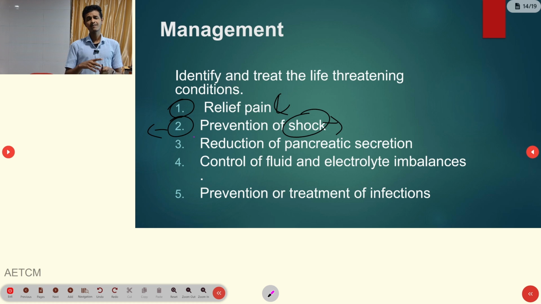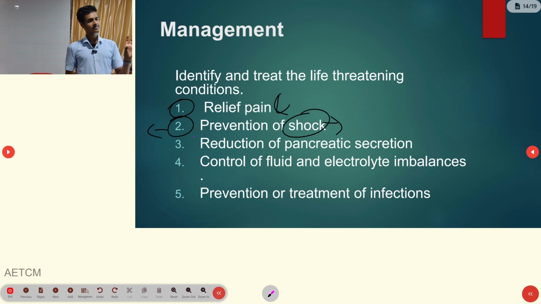So again, if the person has some gastric content, if he or she had something a short time before you are picking up or receiving the person, then you can put a Ryle's tube and aspirate the content. Thereby you can also reduce the pancreatic secretion.